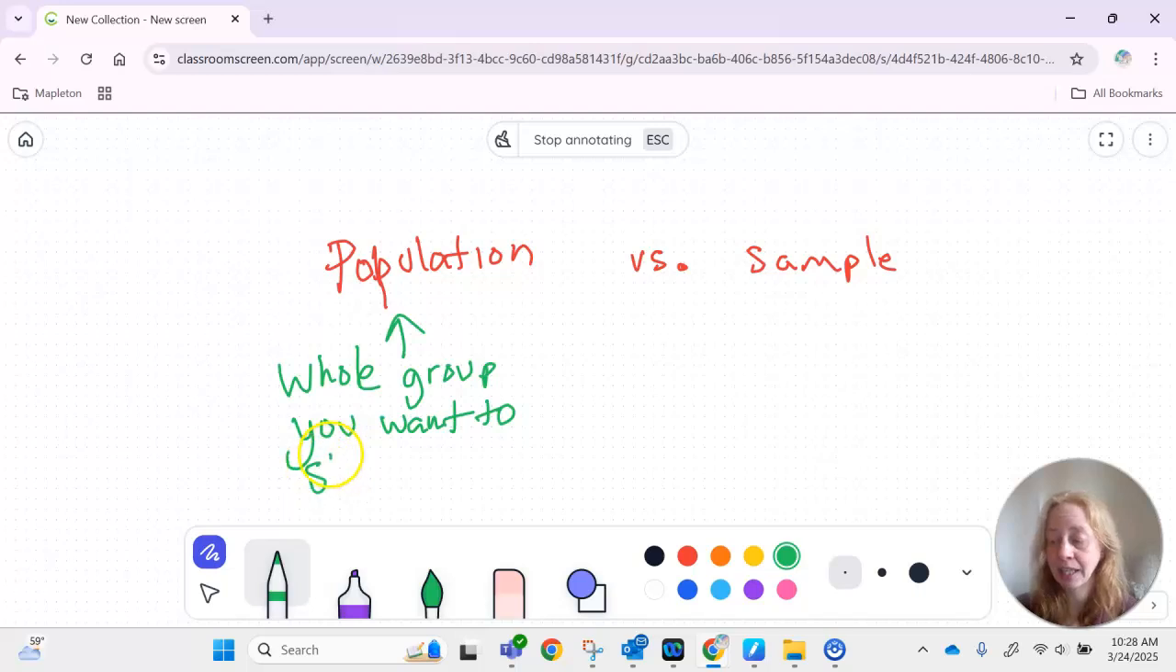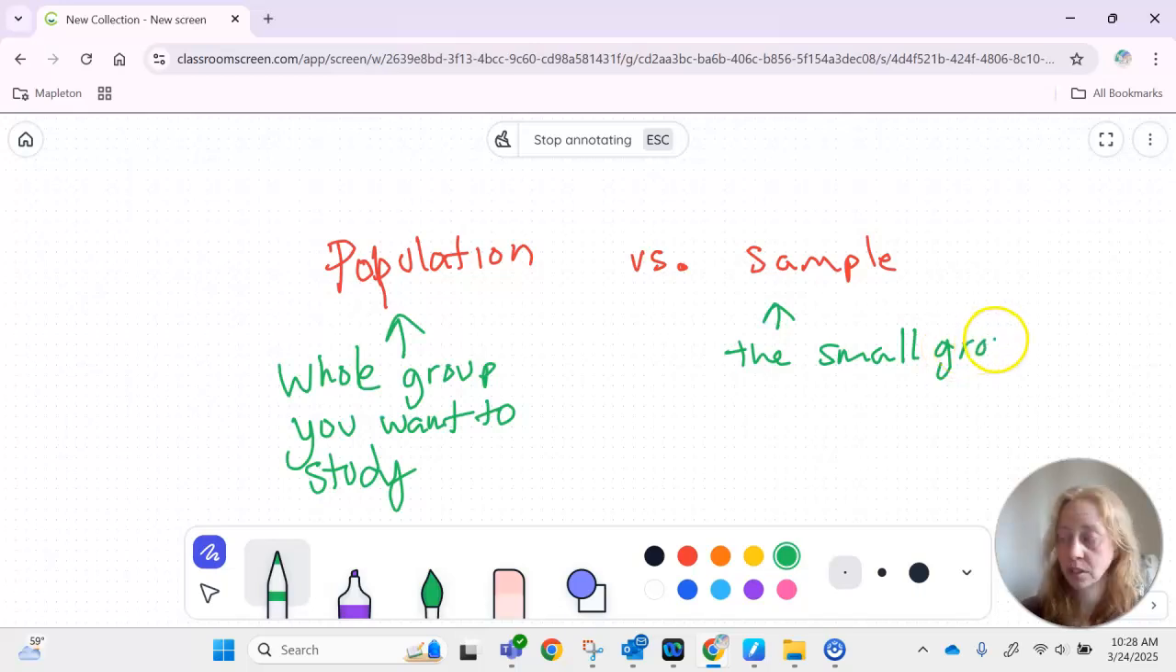And everybody in it, okay? So if I'm talking about teenagers, it would be the whole group of teenagers in the US. And then my sample is going to be the small group that I ask questions to, okay? This can work for anything, not just people.